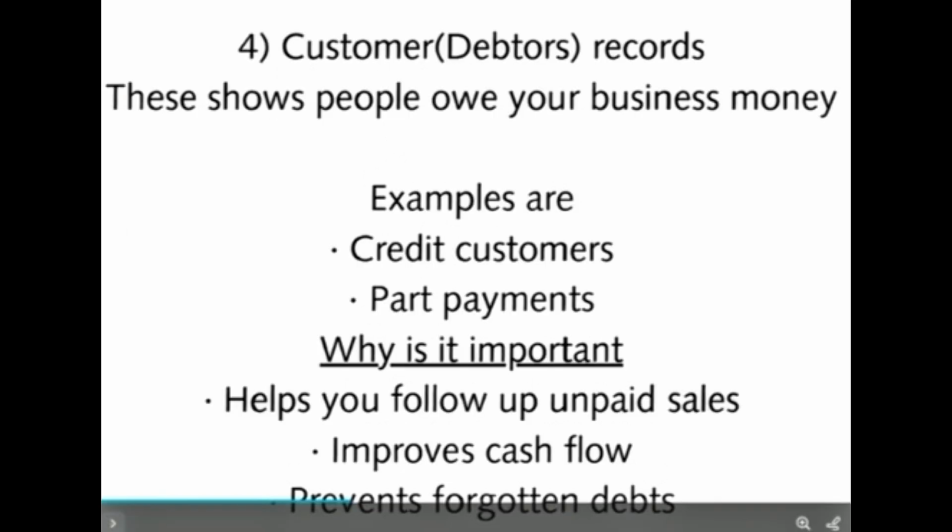That takes us to the next one, which is number 4. Number 4 is customer records. Customer records are the kind of records that show people that are owing your business some amount of money. Examples are credit customers or part payment customers. Why it is important is because it gives you room to do follow-up for unpaid sales and improve cash flow. It also prevents forgotten debts.